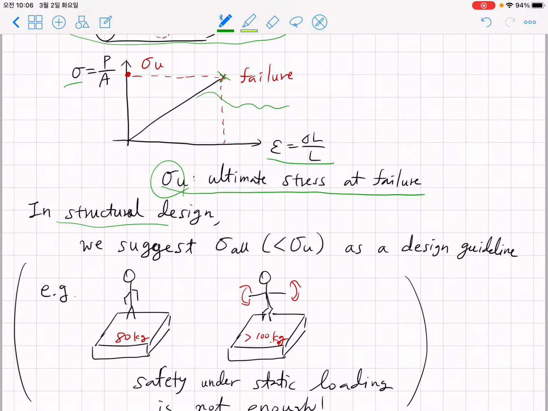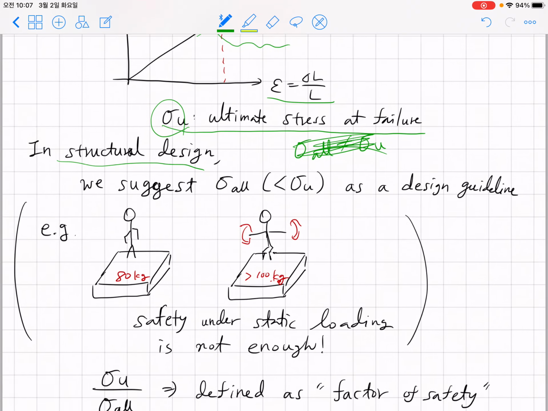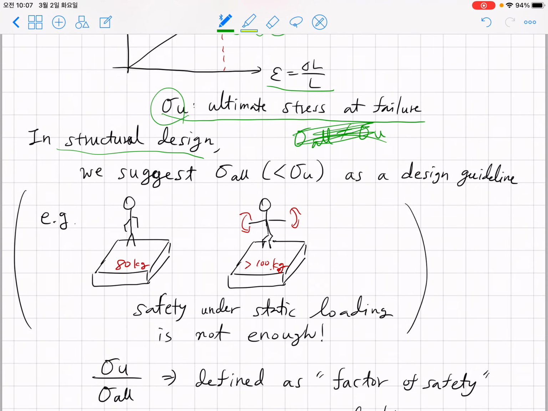However, in structural design, we don't set sigma allowable the same as sigma u, because this is, I would say, too dangerous. The reason is the following. When we do typical statics analysis, we don't account for dynamic effects. We typically consider static effects only. However, in realistic structures, bridges, buildings and cars, there is dynamic loading, and the effect of dynamic loading is quite immense.